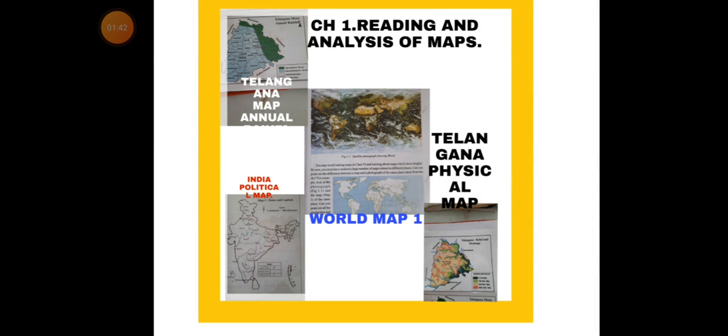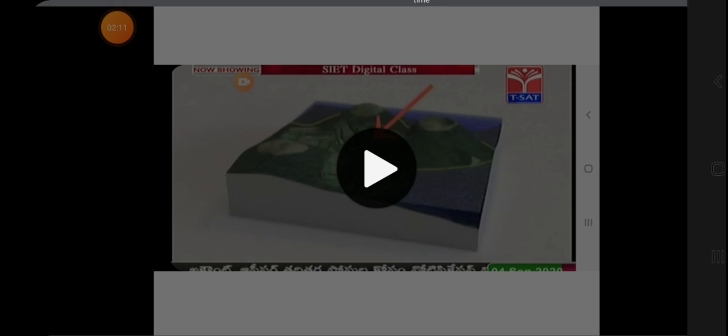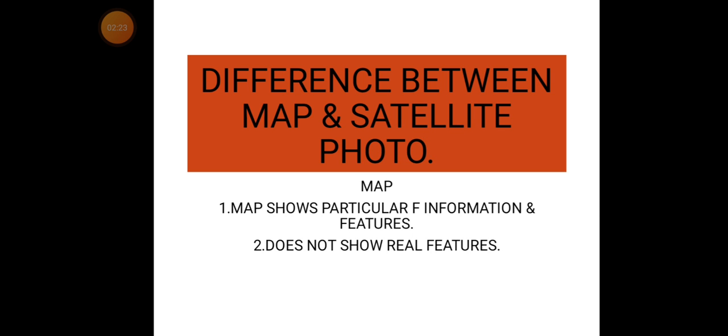The satellite photo shows the real features, but it does not give any particular information, whereas the outline world map shows particular information about the place, but the real features are not shown here. You can also see the contour lines we studied in the 7th class. Contour lines are the lines which join the places of equal heights. So these are the contour lines. When the contour lines are nearby, it means the height of the place is more.